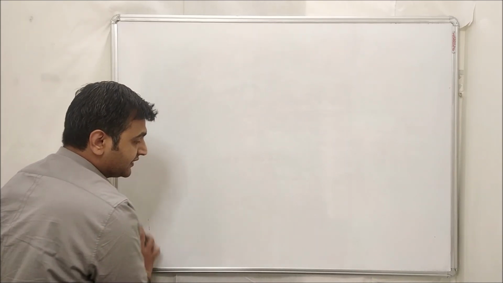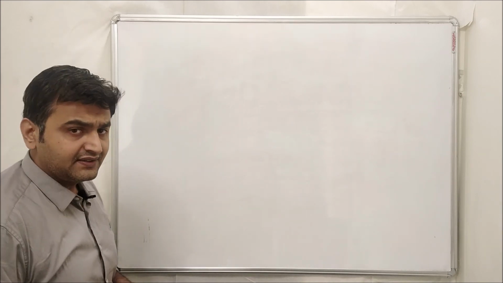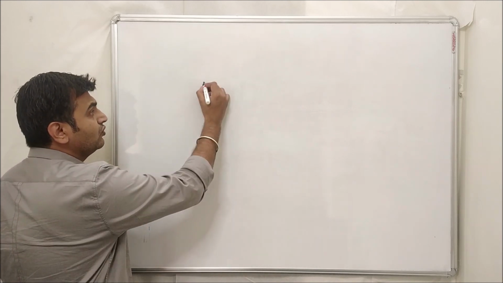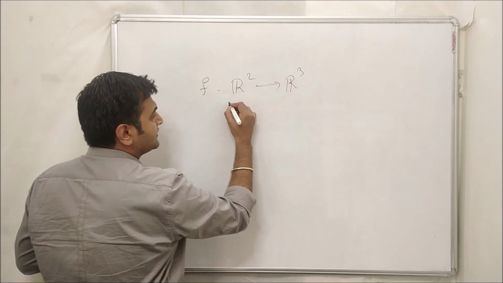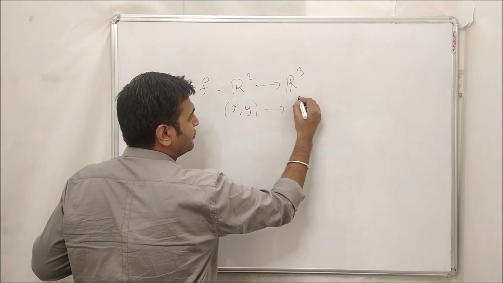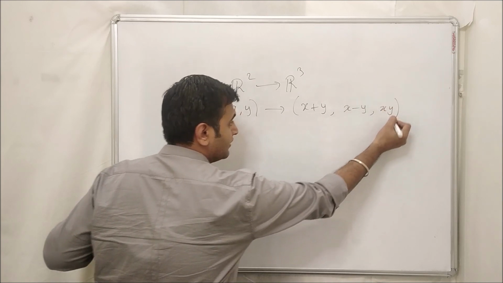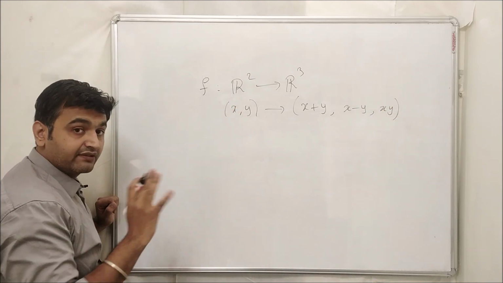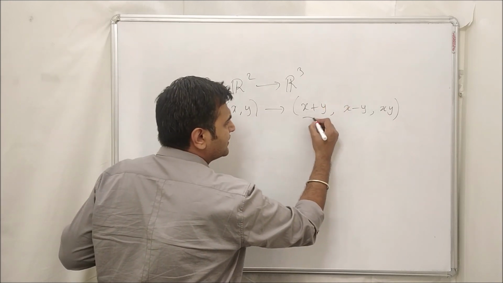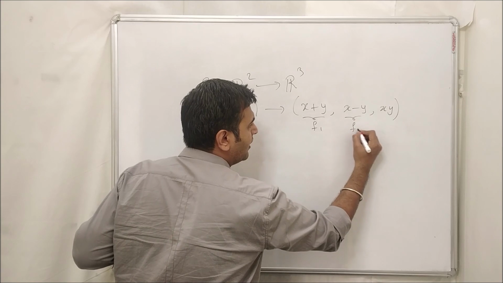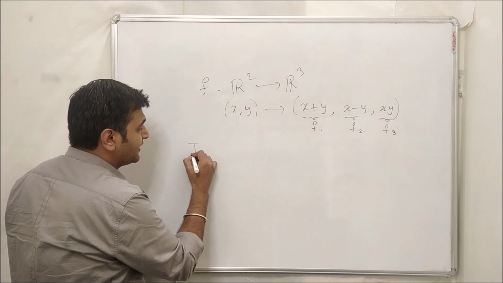Now another point: is the Jacobian matrix only for square matrices, or the same dimension? The answer is no. Suppose you have a function from R2 to R3, say (x, y) going to (x plus y, x minus y, xy). This is a vector valued function. Let me call these the first function f1, f2, f3. So what will be the Jacobian in this case?